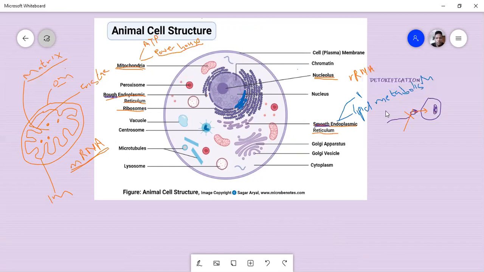Yeah, detoxification, right? That is all you have to know about smooth endoplasmic reticulum. So you now understand the difference between the rough endoplasmic reticulum and the smooth endoplasmic reticulum. Now let's move to the next organelle, because these ones are related. Let me go to the Golgi apparatus.